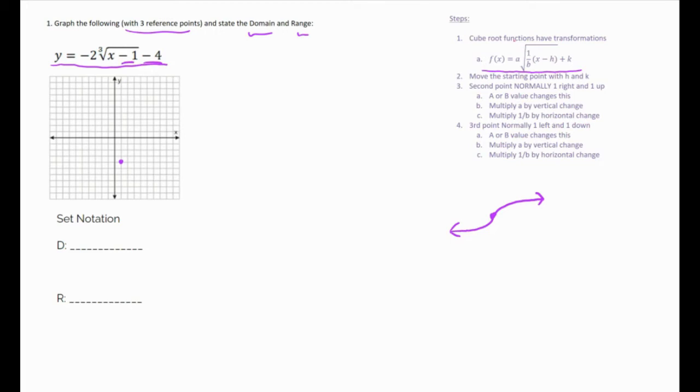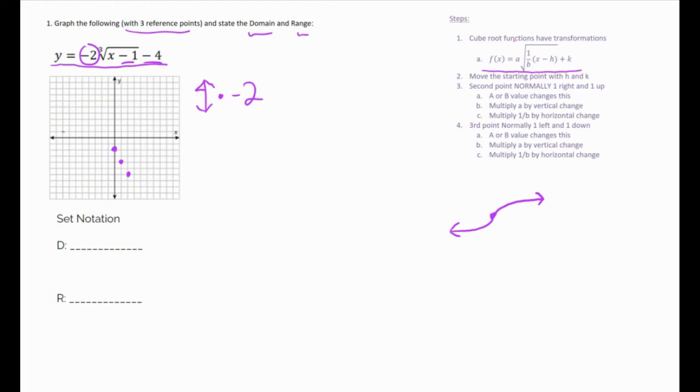And normally my other reference points are 1 to the right and 1 up, 1 to the left and 1 down. But because I have an a value here, I'm going to multiply -2 times anything that is a vertical change going up or down in this case. So normally we go 1 up and 1 right. Instead, I'm going 1 to the right and 2 down because it is a -2. And normally I go 1 to the left and 1 down, but instead I'm going 1 to the left and 2 up because I am multiplying that vertical change by -2.